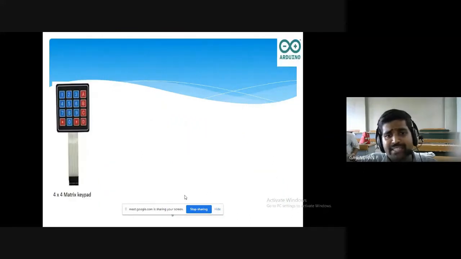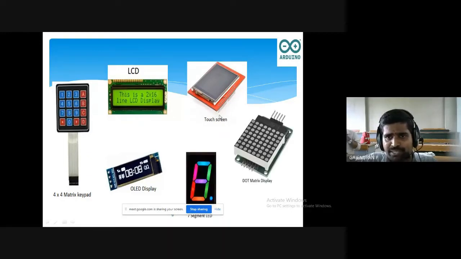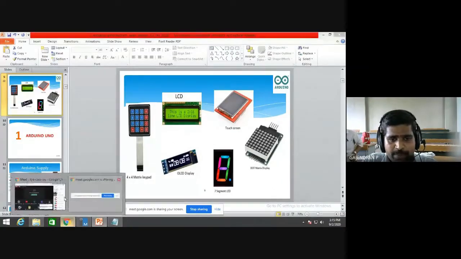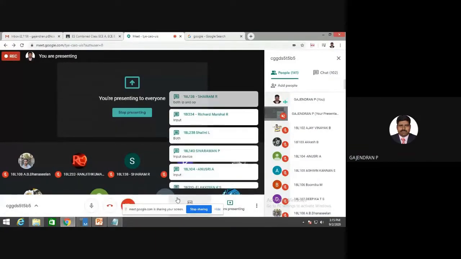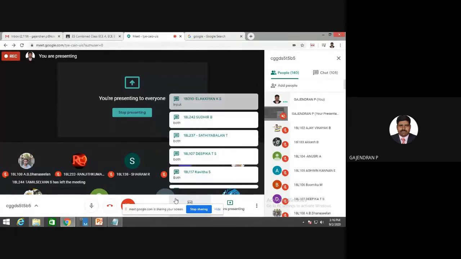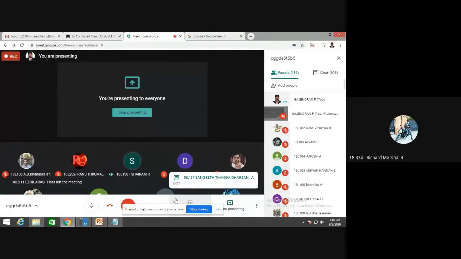Okay. Then display units and keypad, touch screen. Can anyone type in the chat box whether the touch screen is an input device or output device? Why is it both an input and output device? Can anyone tell? Yeah, because sir, it gives the result at the same time, as well as you can display.